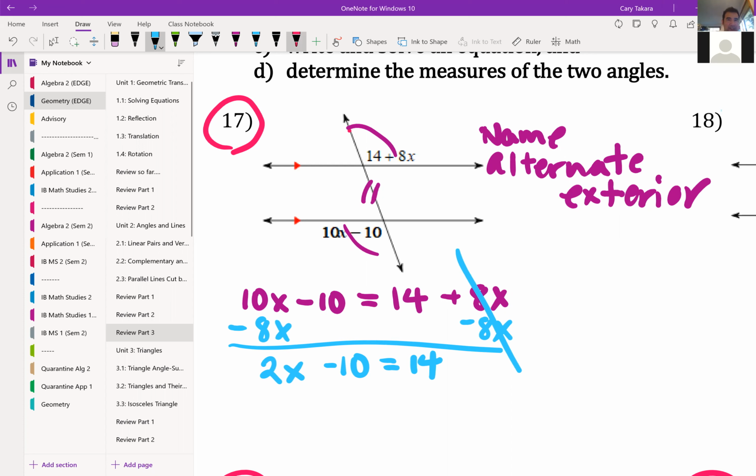Now let's add 10. Add 10 on both sides. So that cancels out, becomes 0. Now we've got 2x equals 24.